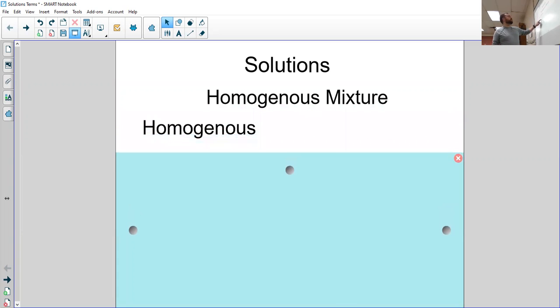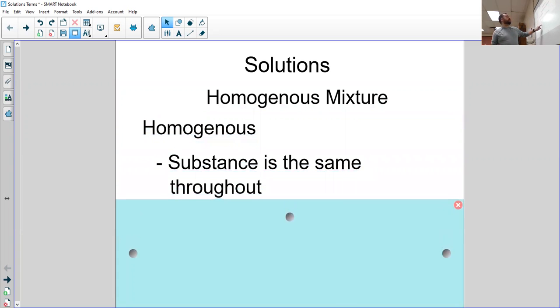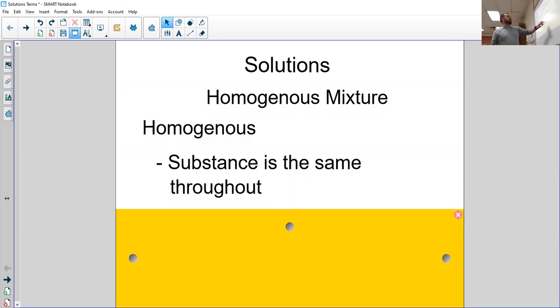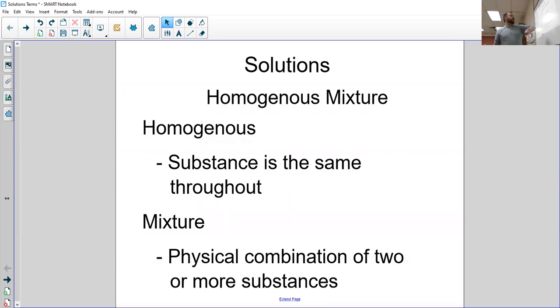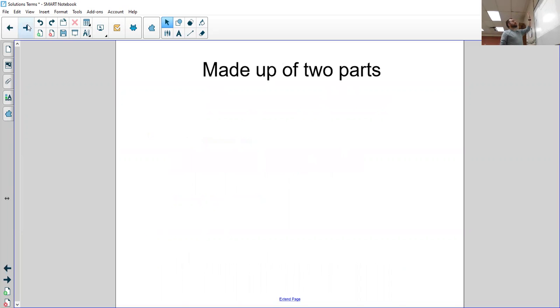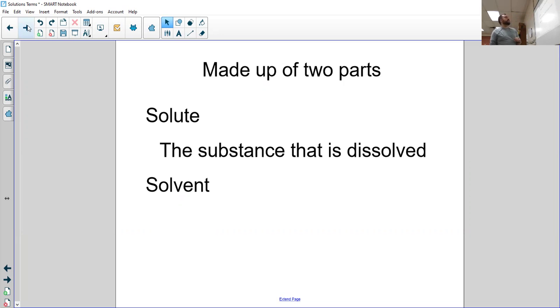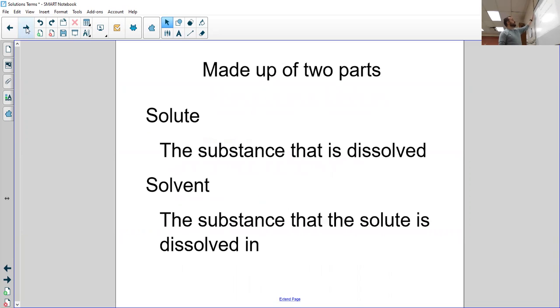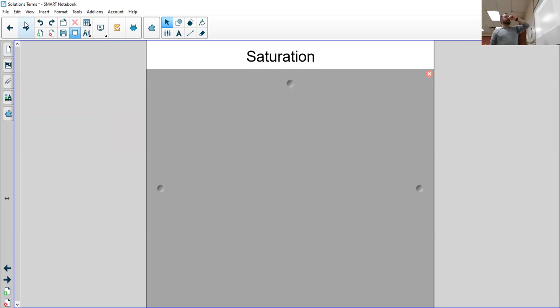So homogeneous just means it's a substance that is the same throughout, and mixture is a physical combination of two or more substances. So solutions are made up of those two parts. The two substances are a solute and a solvent. Those are the two main parts of a solution. What is a solute? Solute is the substance that is dissolved, and solvent is the substance that the solute is dissolved into.